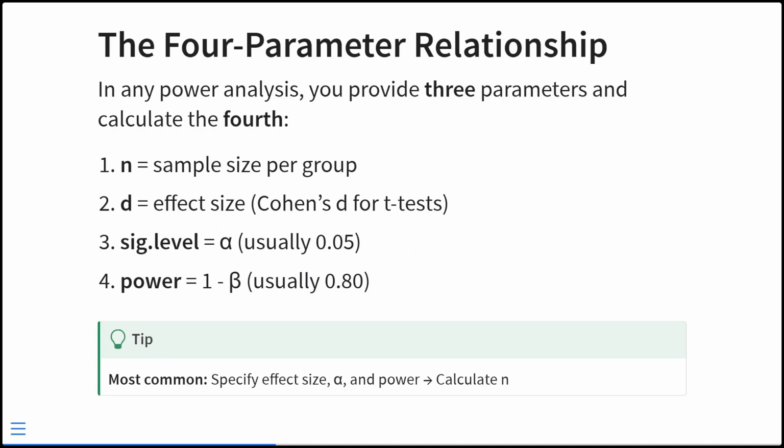So when you're going to calculate the power analysis, you should try and provide 3 parameters to calculate the fourth one. Either you provide your sample size per group, your effect size and significance level to get your power. Provide your effect size, significance level and power to calculate your sample size, or you provide your sample size, effect size and power to get significance level. But most consistently, the most common is usually the sample size being calculated. So you specify your effect size, your alpha, and your power to calculate your n, which is the sample size.